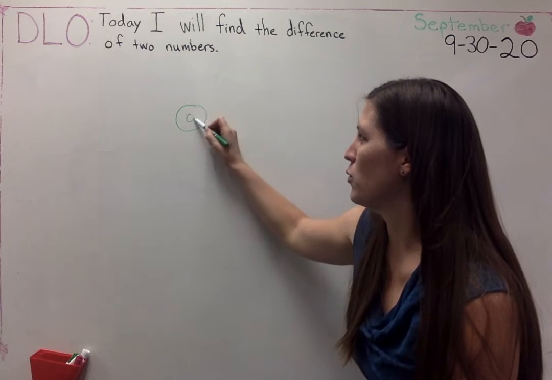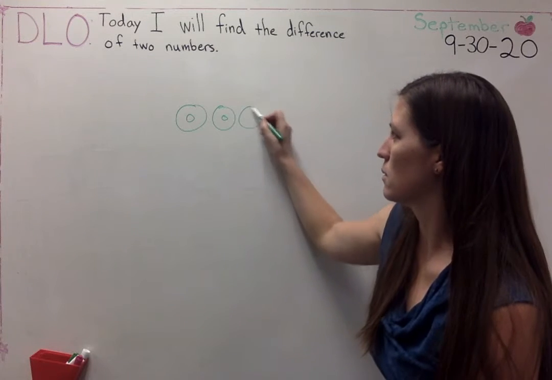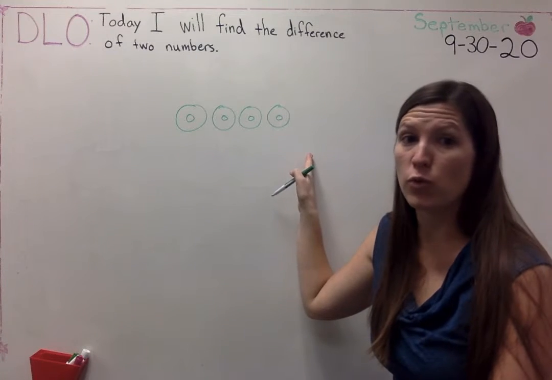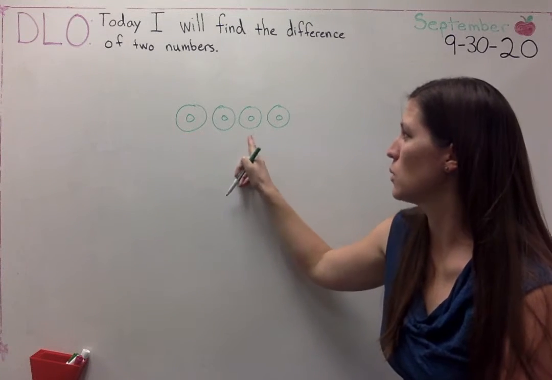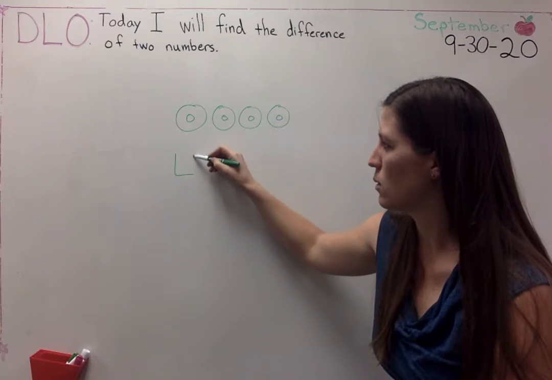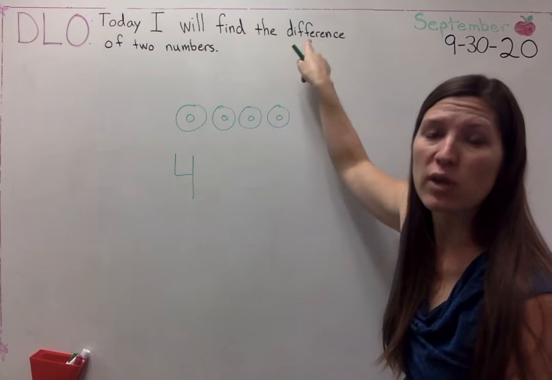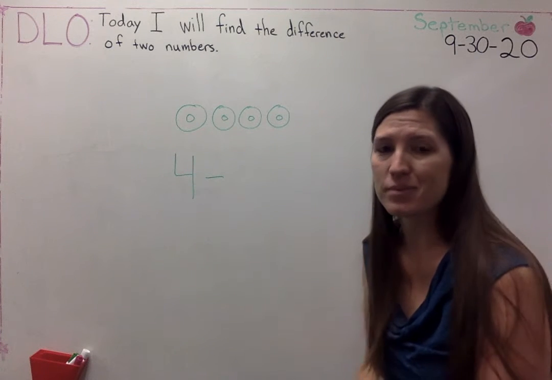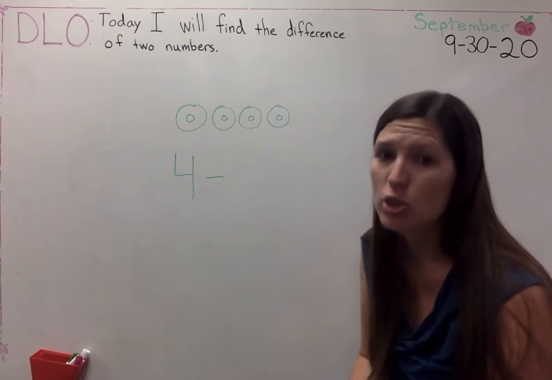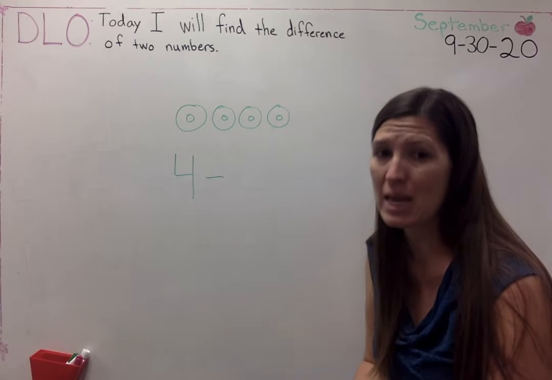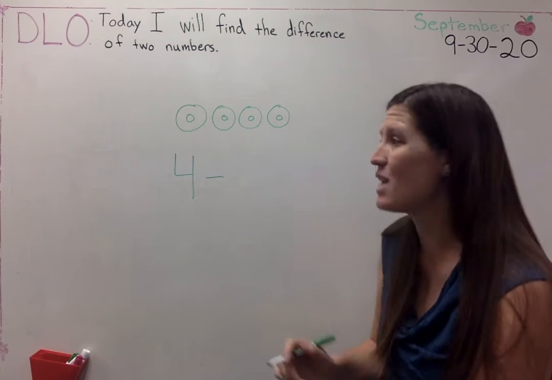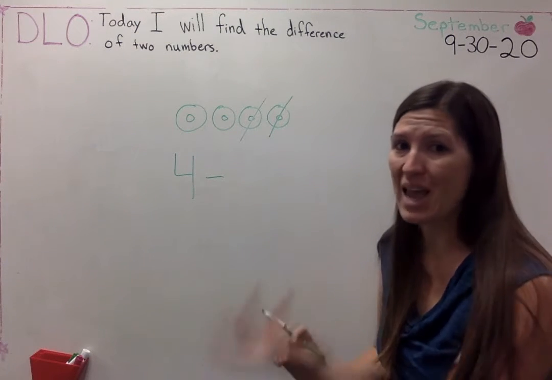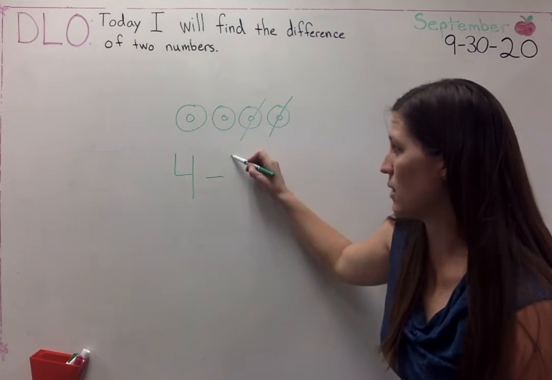I have 4 donuts. How many donuts do I have? 4. Let's count. 1, 2, 3, 4. I know I'm subtracting because we're finding the difference. Minus. I have 4 donuts. I ate 2 of them. How many did I eat? 2. I ate 2 of them. So I'm going to cross out 2 because I ate them. And then I'll write that in my equation.